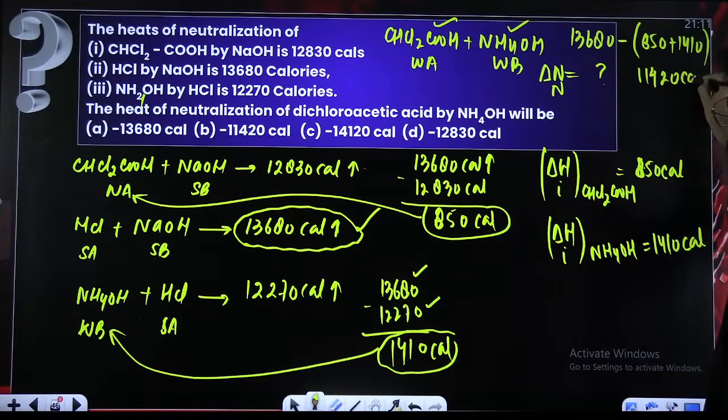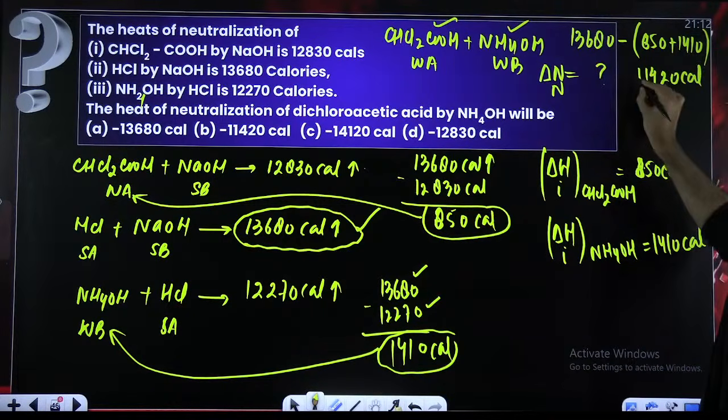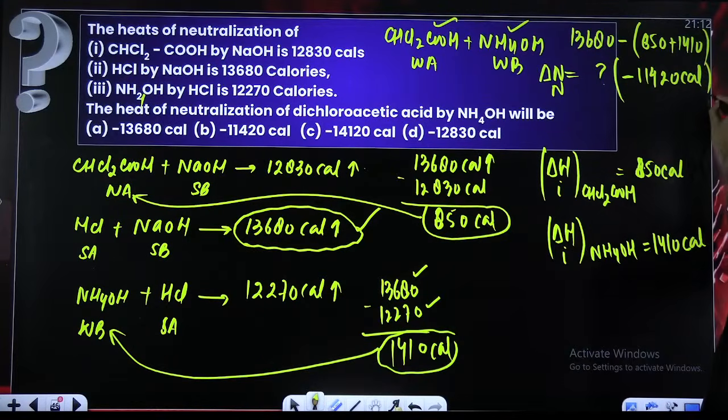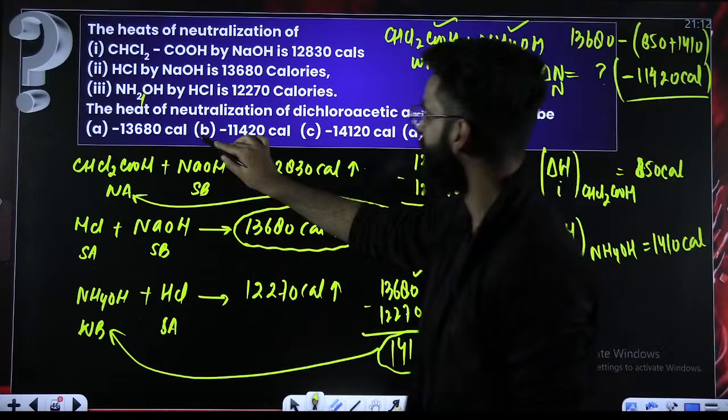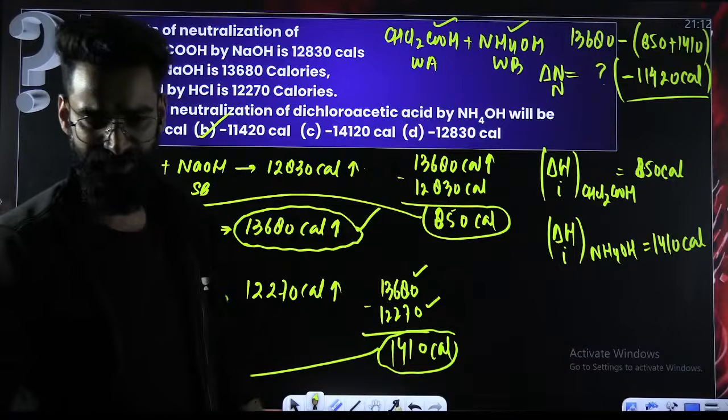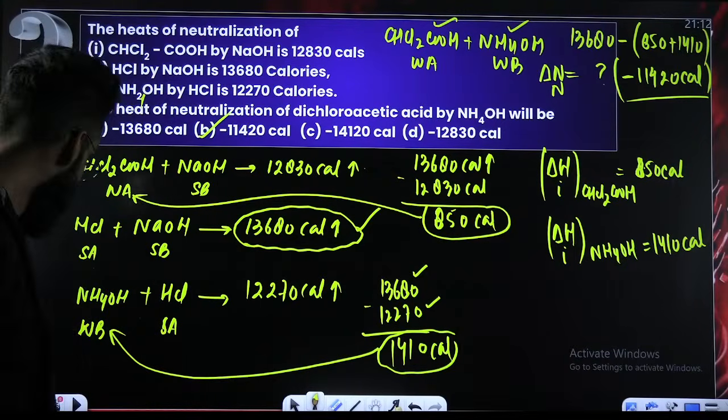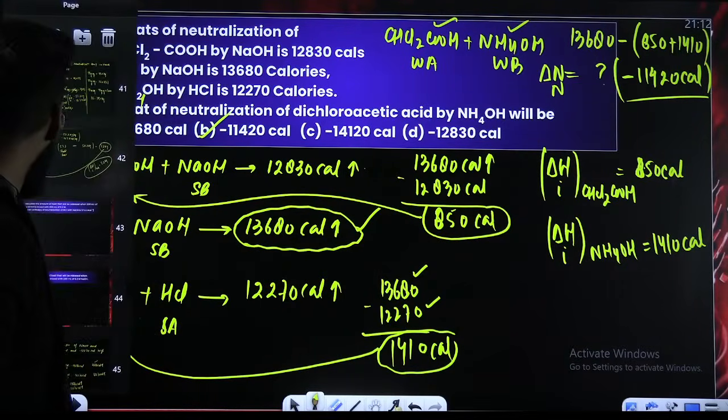11420 calories. So this much amount of heat will be released. So enthalpy of neutralization will be minus of this. Okay? So it has to be option B. I hope these sort of questions you can easily solve from now on.